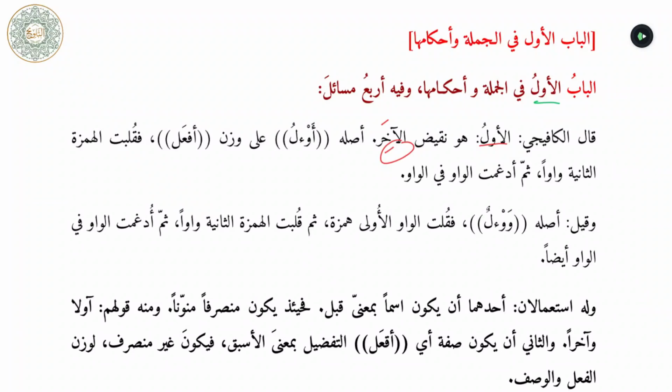وَقِيل, and others say, asluhu, this word is actually waw'alun. فَقُلِبَتِ الْواو الْأُولَى hamza. This first waw in waw'alun changed into a hamza. ثُمَّ قُلِبَتِ الْهَمْزَةُ الثَّانِيَةُ وَاوًا. Then the hamza in waw'alun changed into a waw. Remember, the first waw changed into a hamza. It became awwalun. And then because you had 2 waws back to back, idgham occurred, and hence it became awwalu.